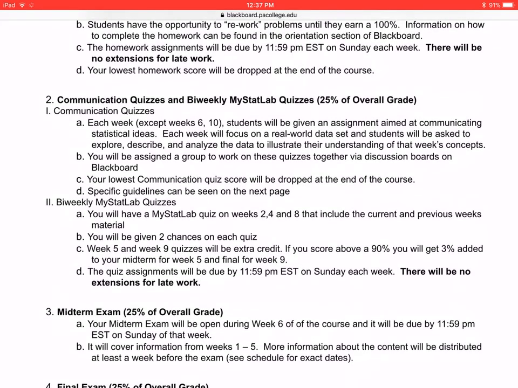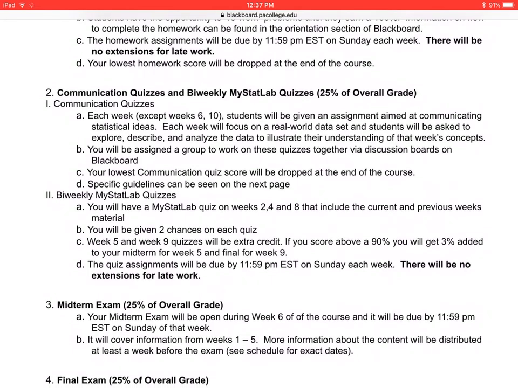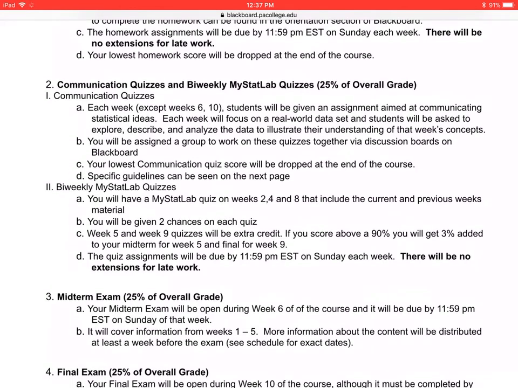For quizzes, you will have both communication quizzes and bi-weekly MyStatLab quizzes. The communication quizzes will be given each week and will focus on real-world data. You will be assigned a group to work with on these quizzes together via discussion boards on Blackboard. Your lowest communication quiz score will be dropped at the end of the course. You can see the guidelines on the next page.